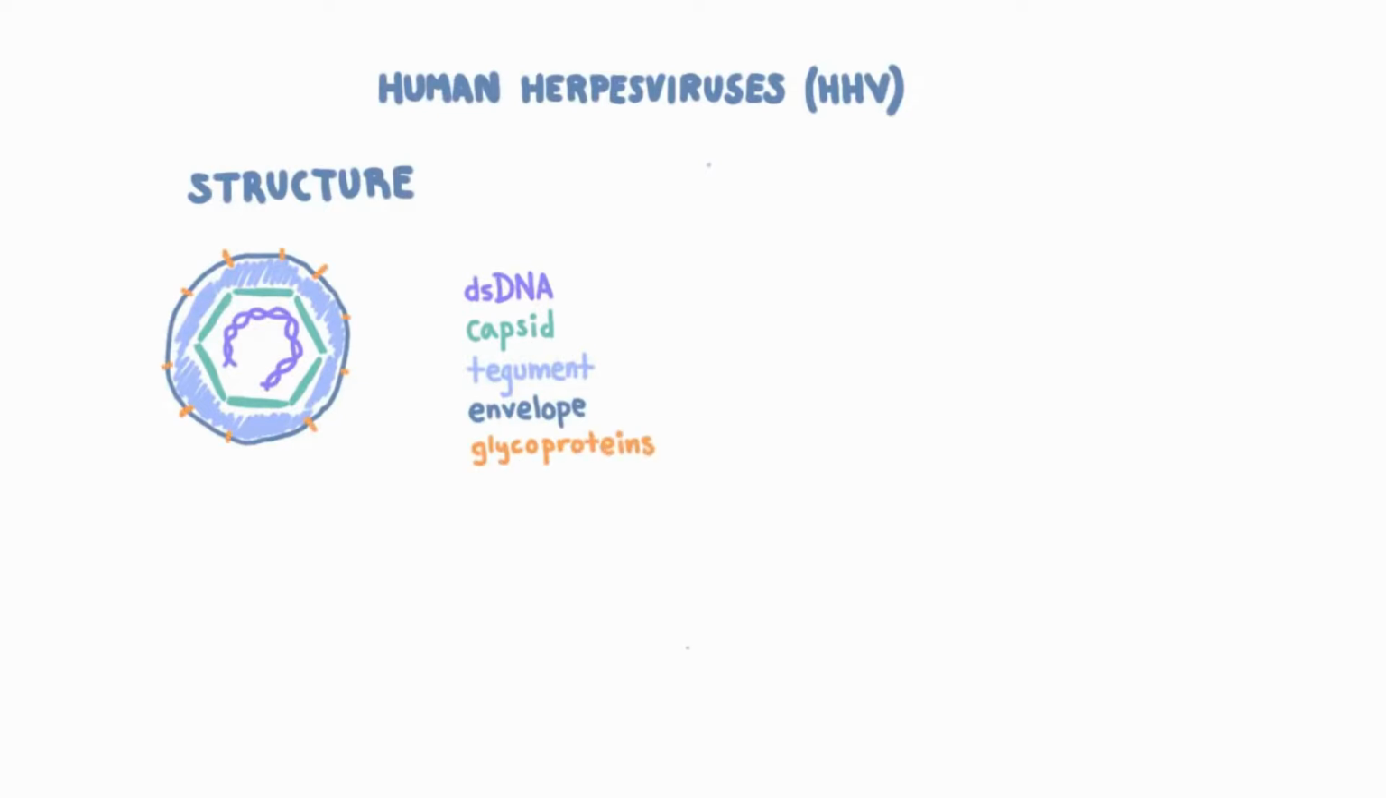And you might think that an envelope would protect a virus, but it actually doesn't. Enveloped viruses are usually more labile, or less stable, in the environment. So herpesviruses will actually not hang around in the environment that much.